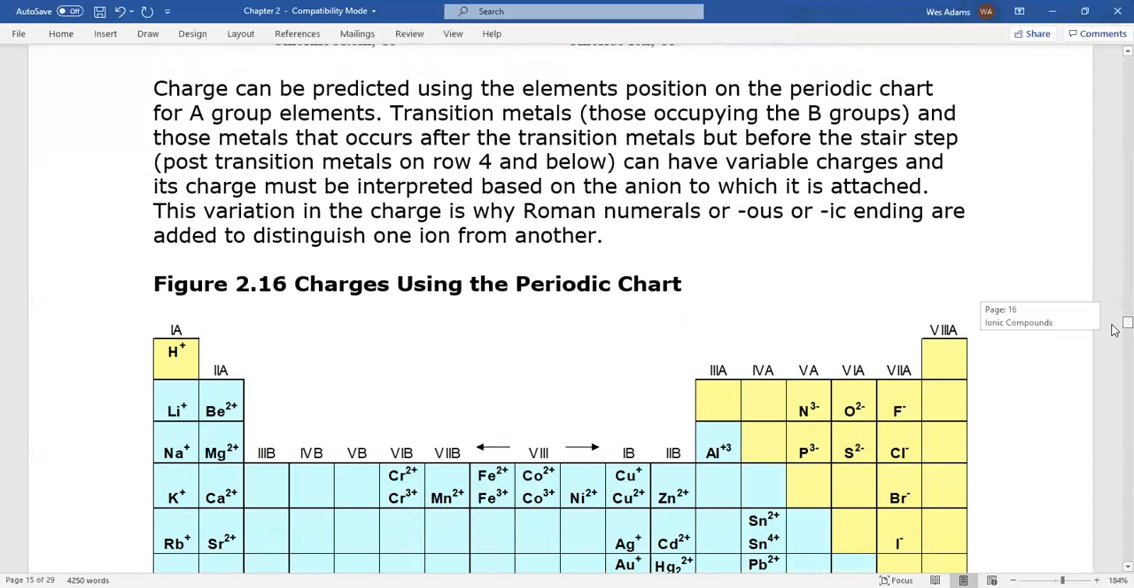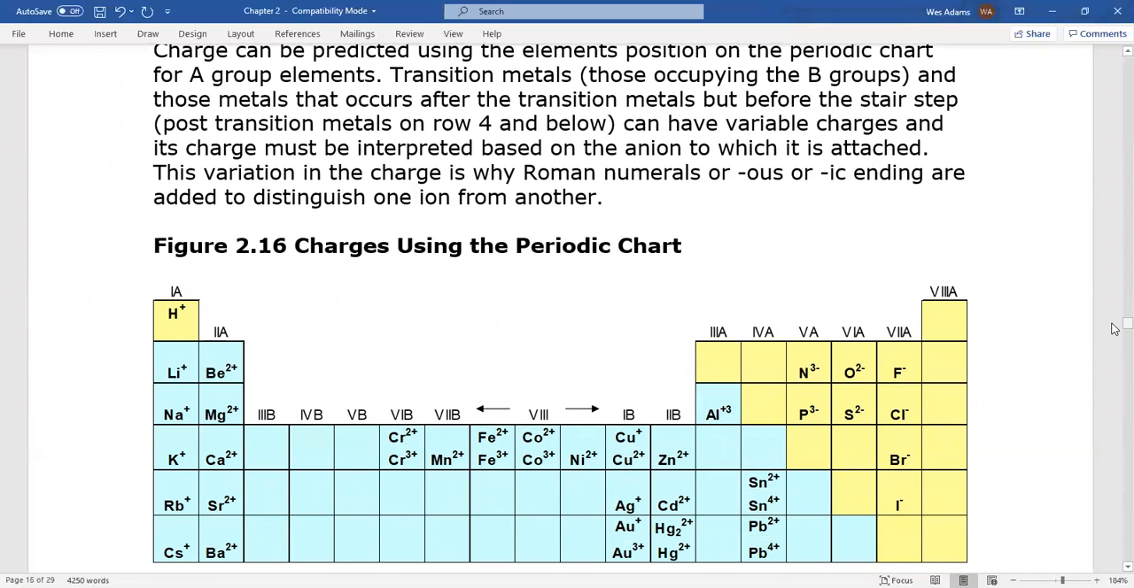Charge can be predicted on elements depending on the position on the periodic chart for your A group elements. Transition metals, the B groups, are a little bit harder to predict, and we'll usually have to infer what they are. And that goes with elements on usually the 4th row and down; the metals can have variable charges. We'll end up using Roman numerals or an OUS or IC ending to distinguish which ion is which. We'll talk about that when we do the nomenclature.